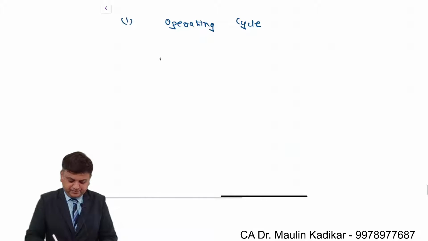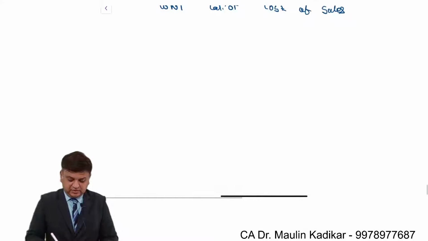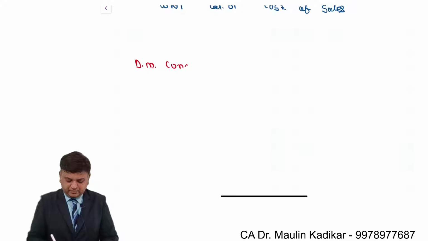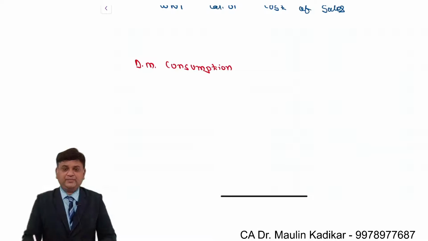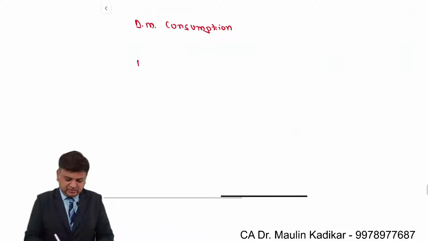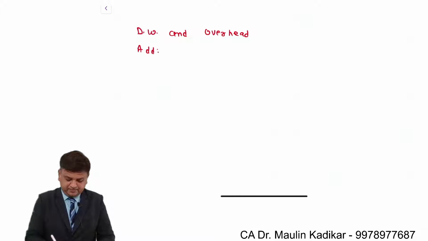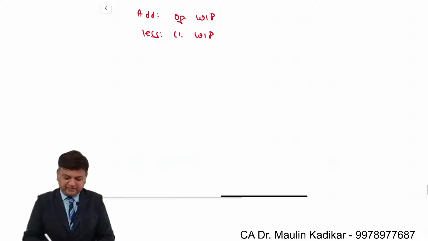Let me explain first of all working note number 1, calculation of cost of sales. How will we compute the cost of sales? We will make the calculation like this. Direct material consumption will be calculated as opening plus purchase minus closing. Then we have been given the direct wages and overhead. Then at this point, we'll adjust the WIP. So add opening WIP less closing WIP. So we'll get the factory cost, or we can also say that it is cost of goods produced.